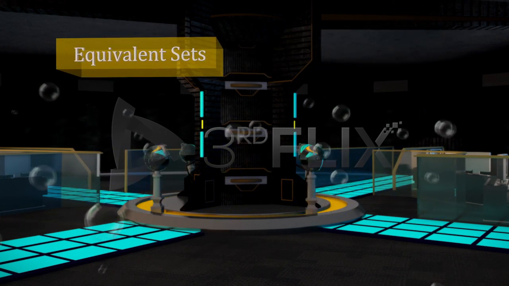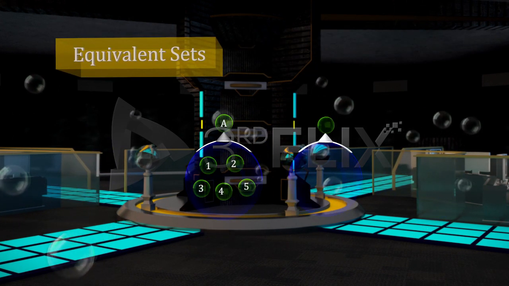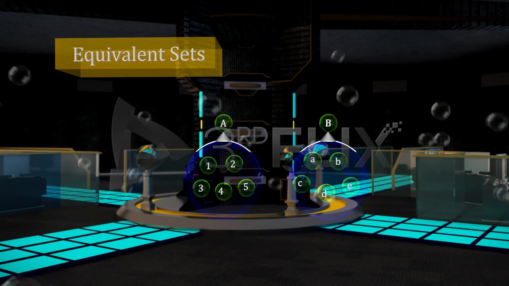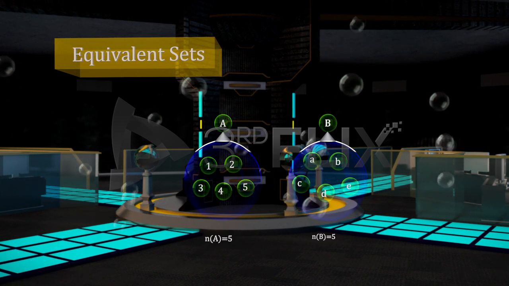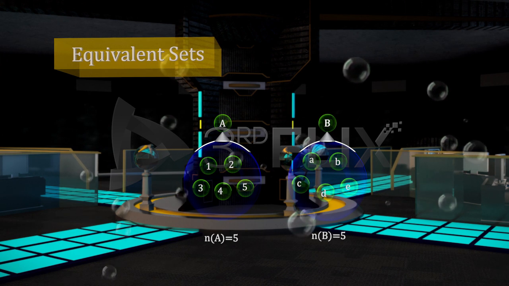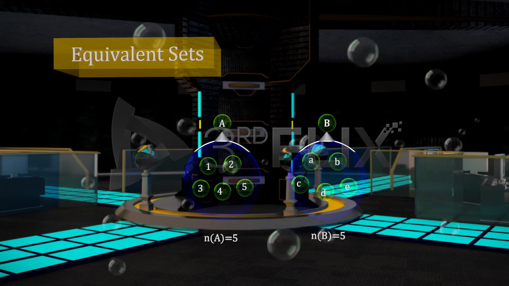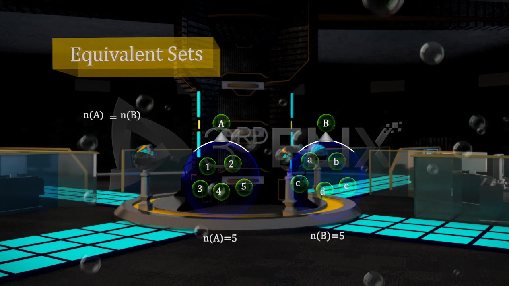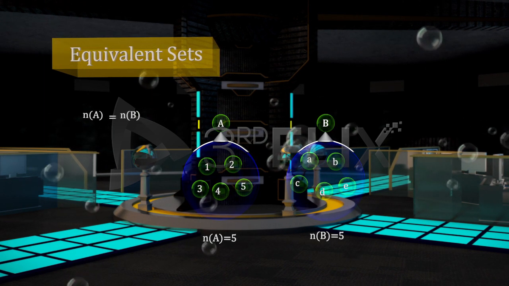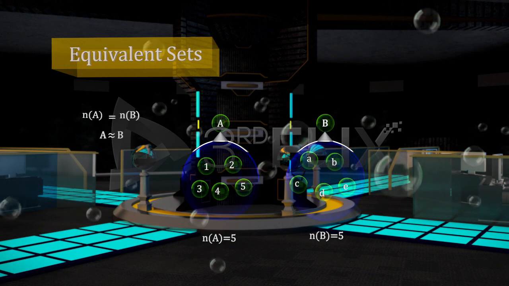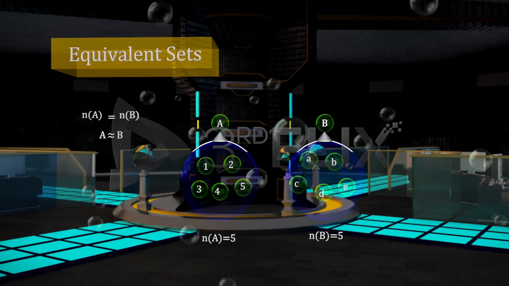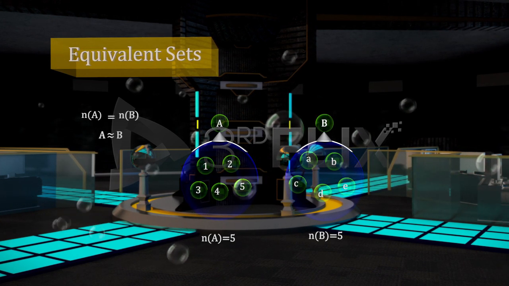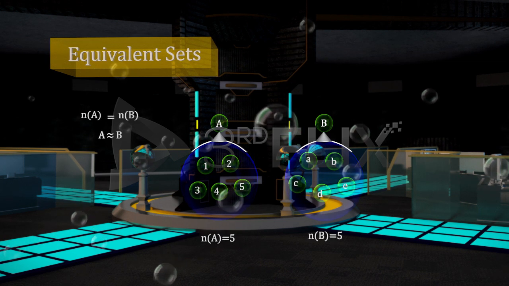Equivalent sets. Two finite sets A and B are said to be equivalent if they have the same cardinal number. Thus, sets A and B are equivalent if and only if n(A) equals n(B). If sets A and B are equivalent, we write A is equivalent to B.